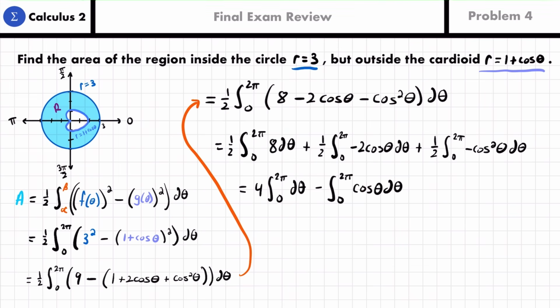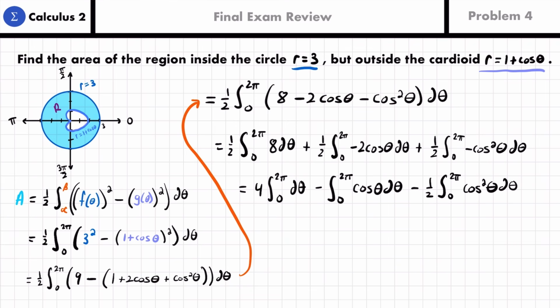And we know how to integrate cosine. The integral of cosine is sine. So that's another nice integral. It's just going to be this last one that's a little bit more difficult. I'm going to pull that negative out front. So we will have -1/2 times the integral from 0 to 2 pi of cosine squared theta d theta.